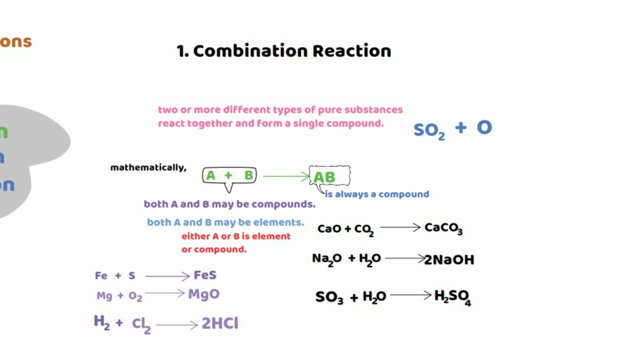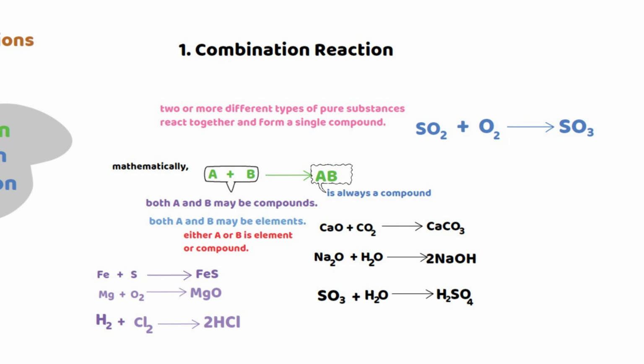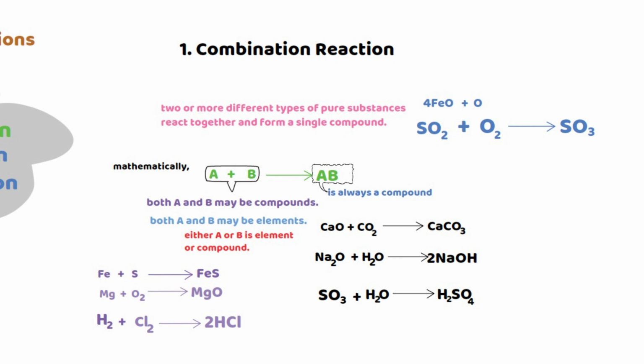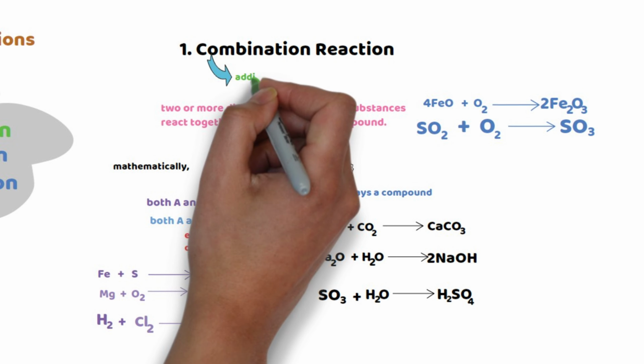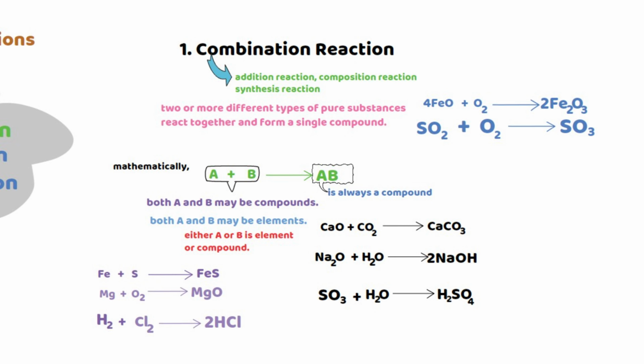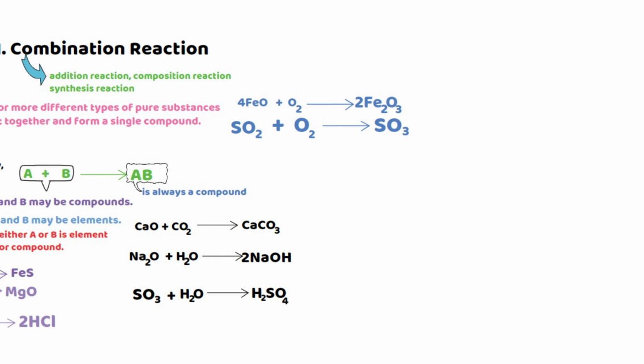Sulfur dioxide is a compound, oxygen is an element. They react together to form a single compound known as sulfur trioxide. Iron oxide reacts with oxygen to form iron oxide. Here iron oxide is a compound, oxygen is an element, but the product iron oxide is a compound. Combination reaction is also known as addition reaction, composition reaction, or synthesis reaction.